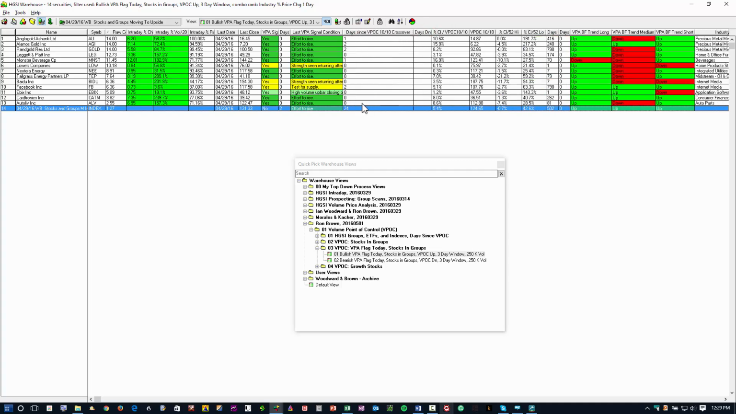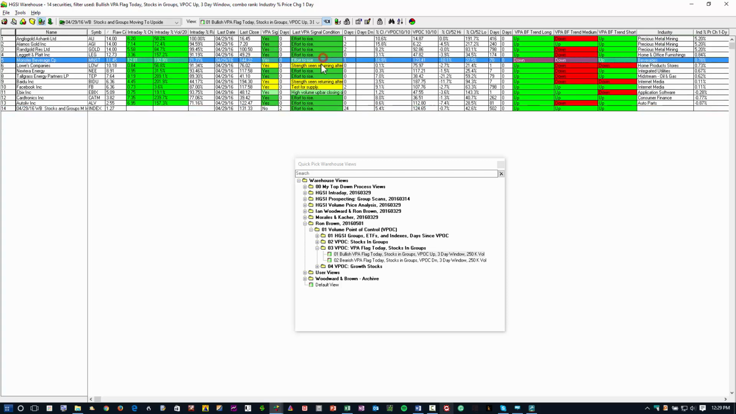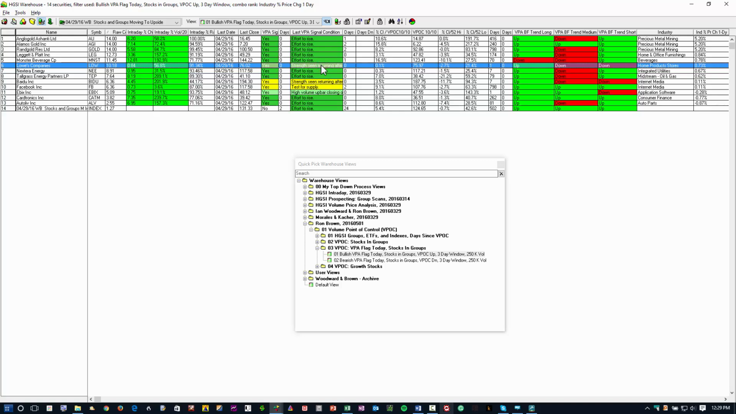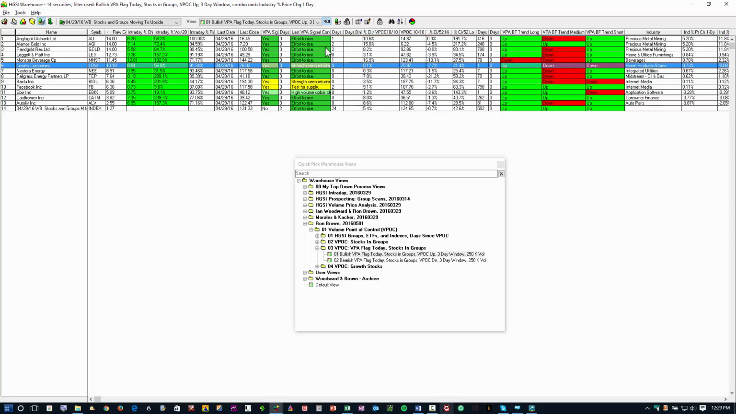I am letting the indexes come through because I want to see those indexes, especially in the groups, to make sure that they're positive also. So let's just take a look at one of these. These are all effort to rise. Let's take a look at lows, which is strength seen returning after a long downtrend. Now, a long downtrend may not be very long, but it's all relative.